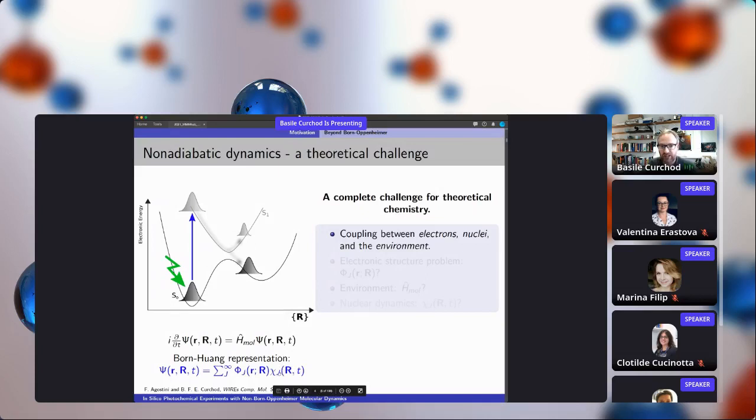This Born-Oppenheimer representation is nothing but the picture that I showed you here, where we have nuclear wave function evolving on electronic states, and the electrons are basically just providing us with these static potential energy surfaces. But by looking at this representation, what we see actually is that we will have to deal with a different set of problems. First of all, we will need to deal with the electronic structure problem.